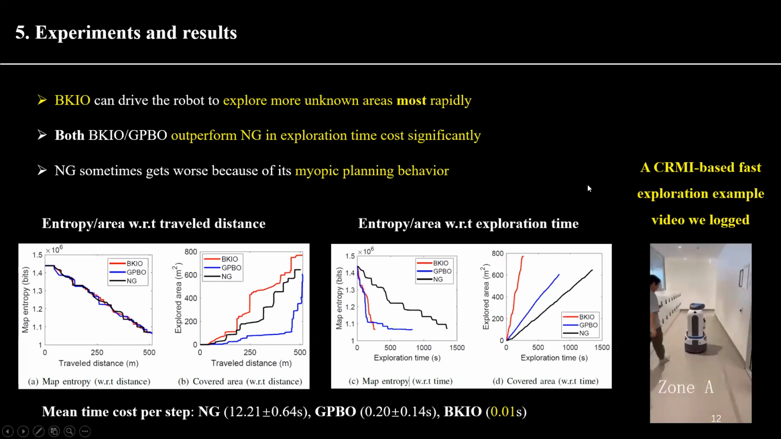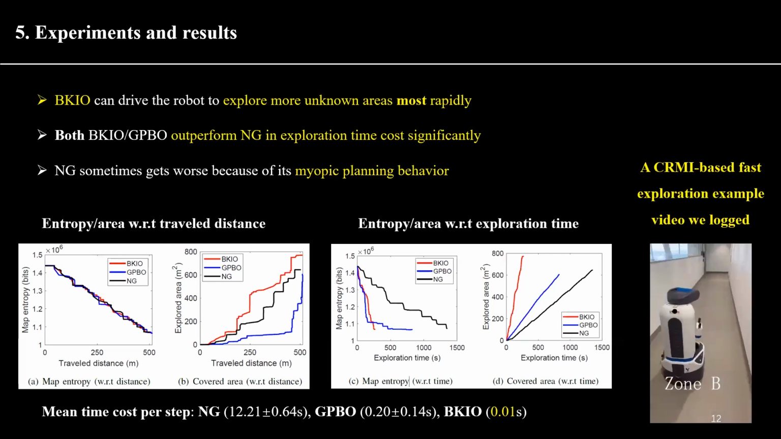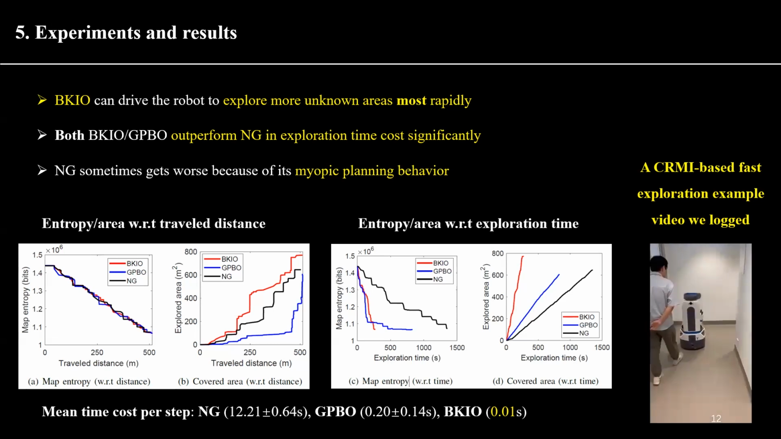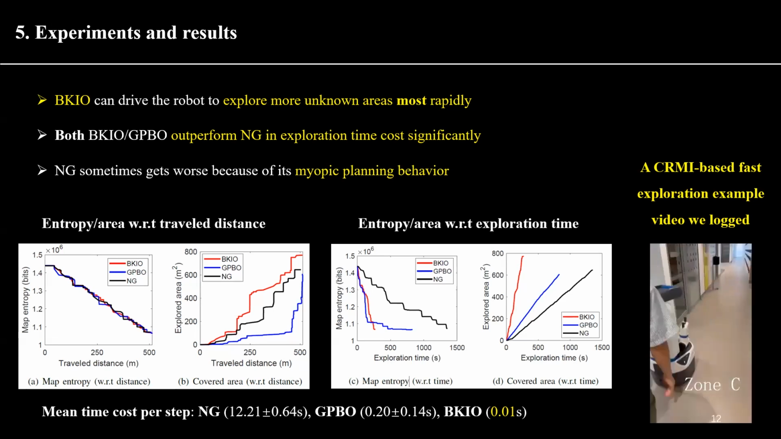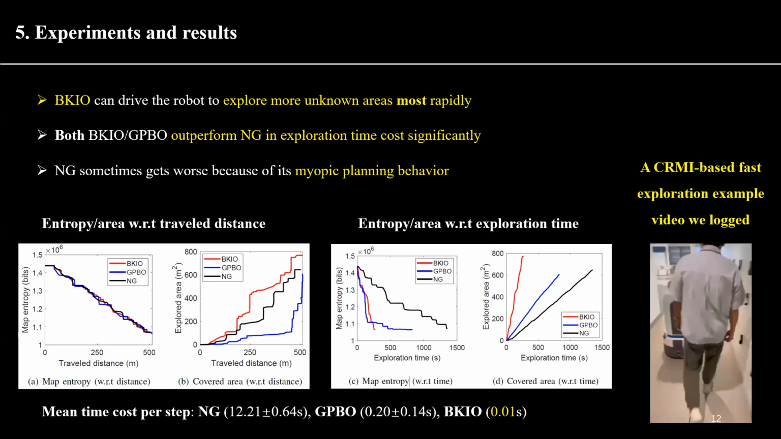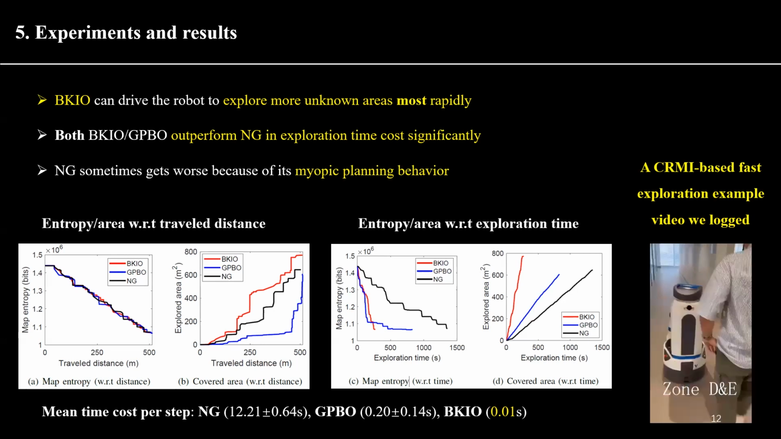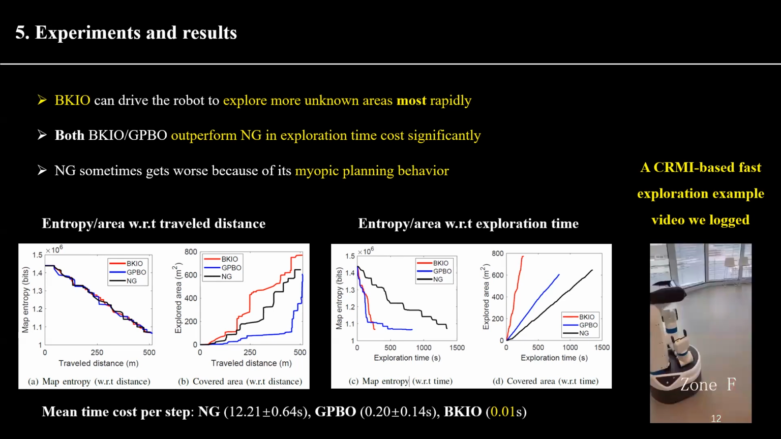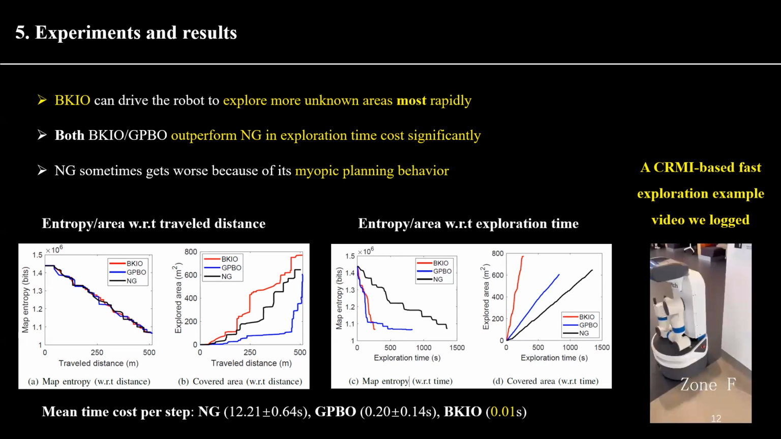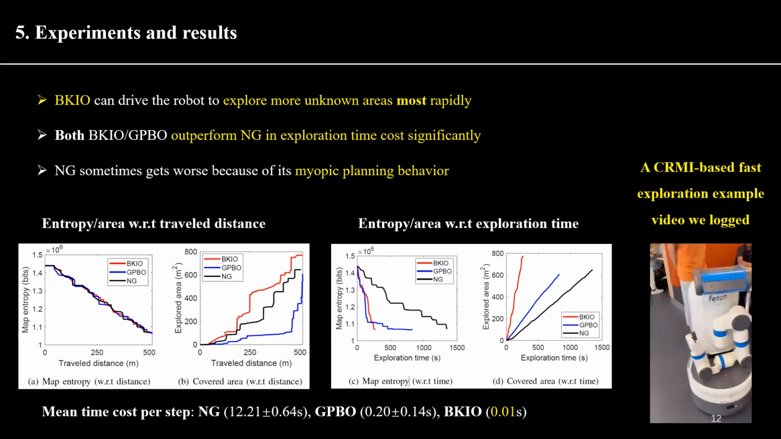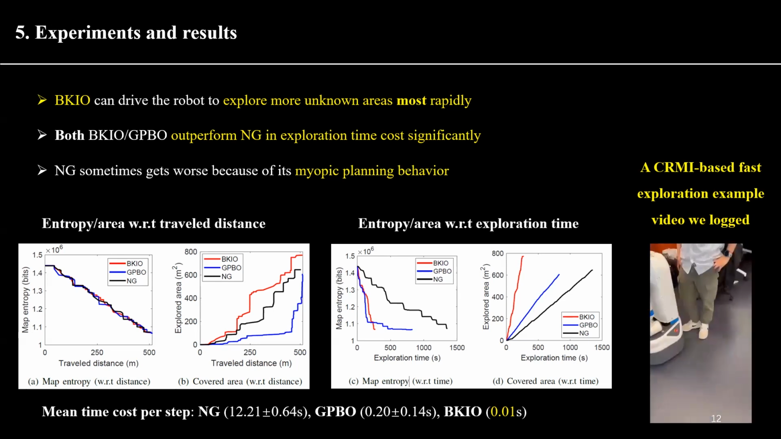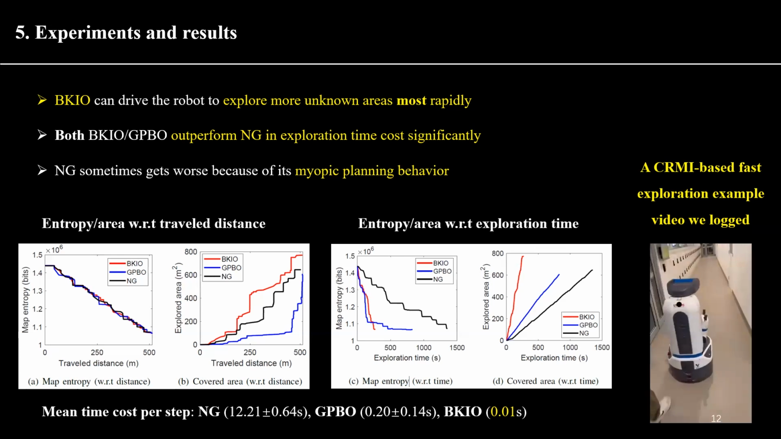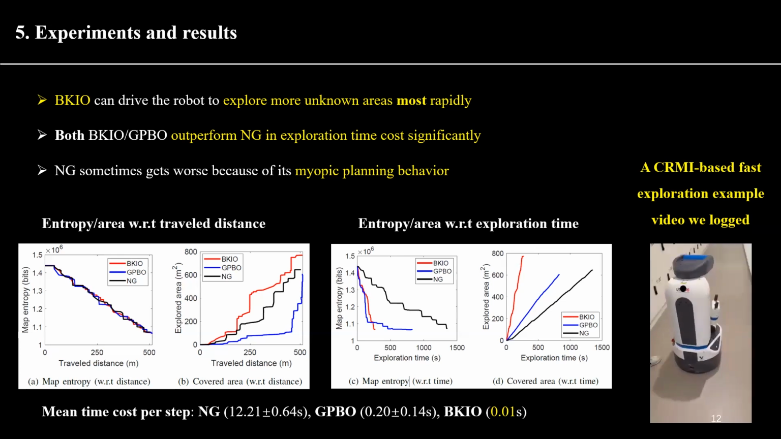The figure below shows the comparative evolution results of map entropy and explored areas using 3 different methods as the travel distance and total exploration time increase. The rapid increase of explored areas in Figure B and Figure D implies our BKIO can drive the robot to explore more unknown areas rapidly, given a limited distance budget, and get an environmental sketch for the subsequent robot application. NG sometimes gets worse because of its myopic planning behavior. Figure D shows that BKIO and GPBO methods outperform the NG in terms of exploration time cost significantly. The mean time costs of each exploration step also evidences the advantage of our proposed methods.